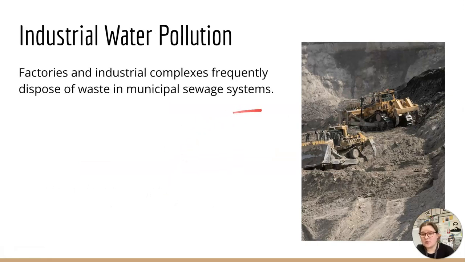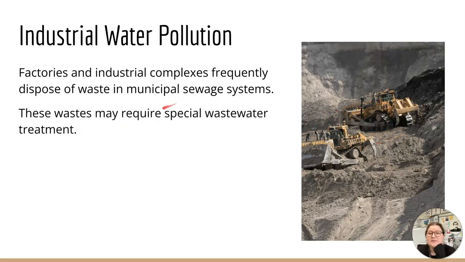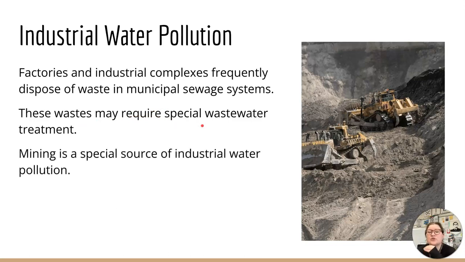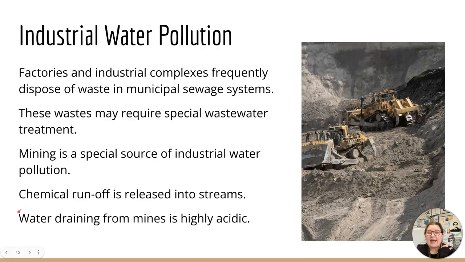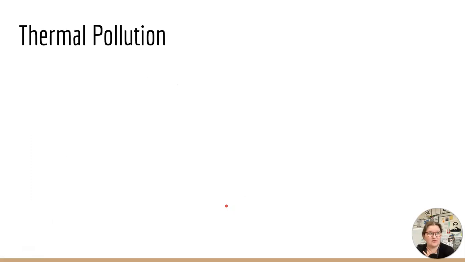For industrial water pollution, like when we're mining, factories and industrial complexes frequently dispose of waste in municipal sewage systems, but these wastes require special wastewater treatment, and mining is a special source of industrial water pollution. Chemical runoff can then be released into streams, chemicals that are released through the industrial or mining processes, and the water draining from mines is super acidic, which not every creature can survive.